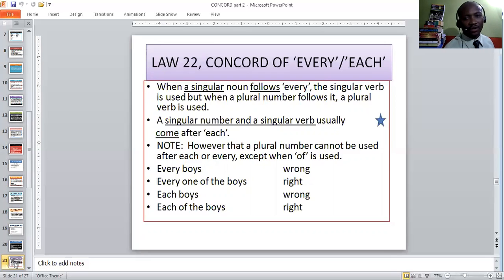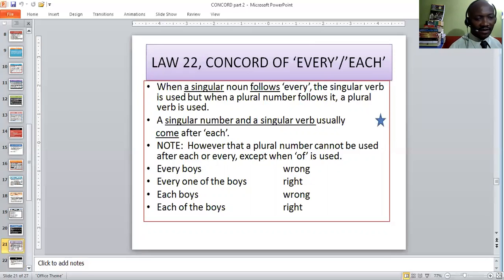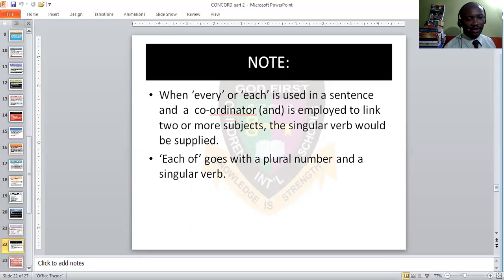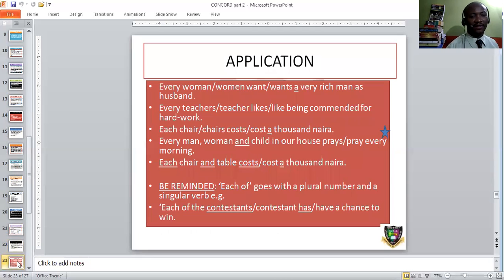So please note, I can say each is here, but each of them is here. Not even each of them are here. When every or each is used in a sentence and a coordinator and is employed to link two or more subjects, the singular verb will be supplied. Each of goes with a plural number and a singular verb. We have noted that each of the boys is here.